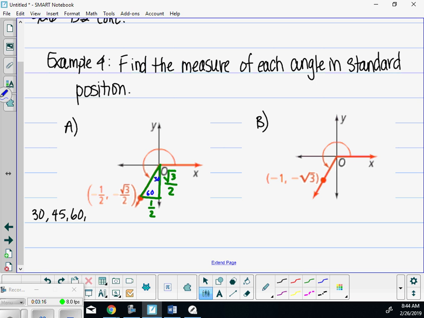And when we deal with 30, 60, 90 triangles, the longer leg is always the square root of 3 times the shorter leg. So this angle right here is 30. So this angle right here is 60. And this is 90, and this is 90. So 90, 90, and 60 give us 240.